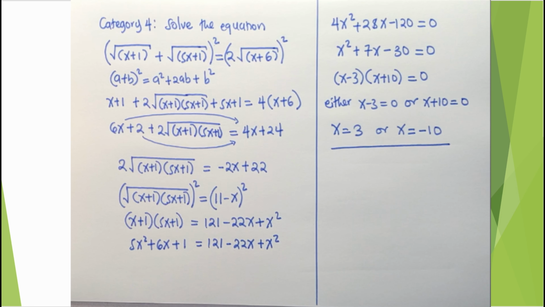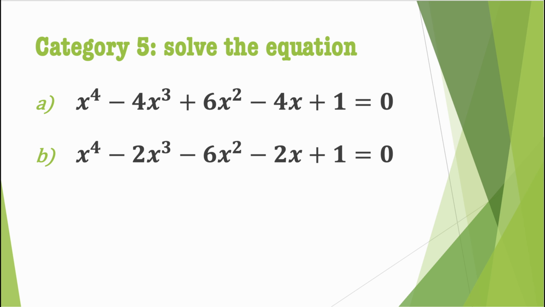Now in this category number 5, you look at the powers of x, which are sequential, and the highest power is 4. So you have x to power 4, then x to power 3, x to power 2, x to power 1, and then x to power 0. When the equation is like this, this is how you solve it always. And let us dive in.